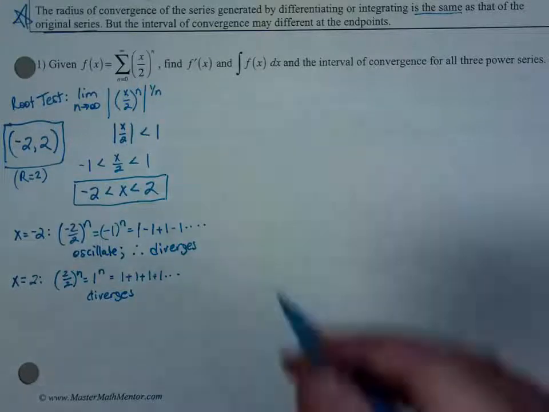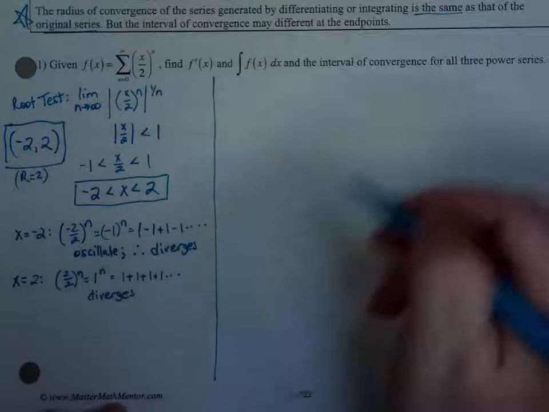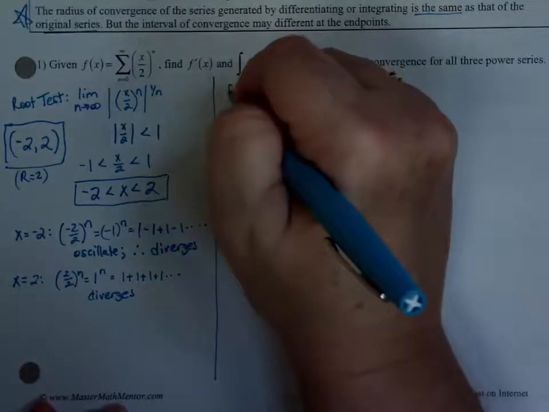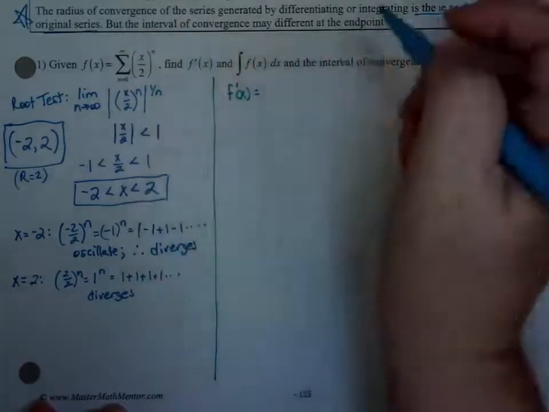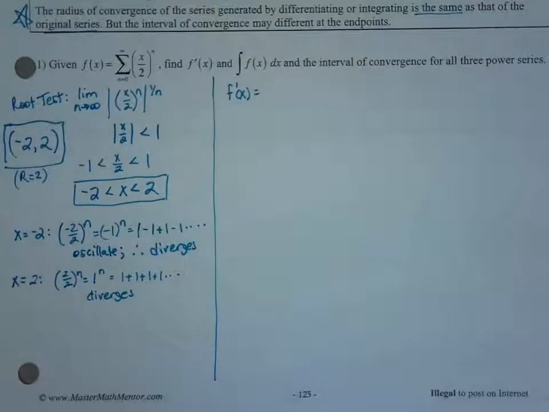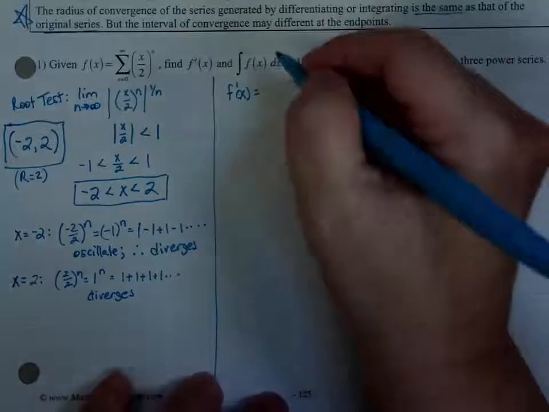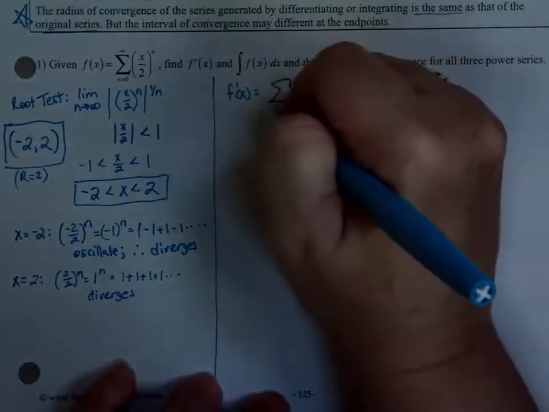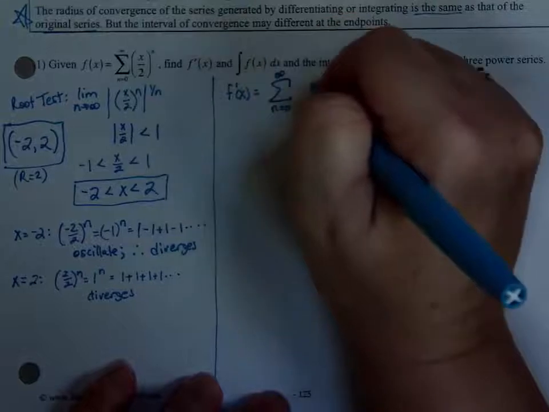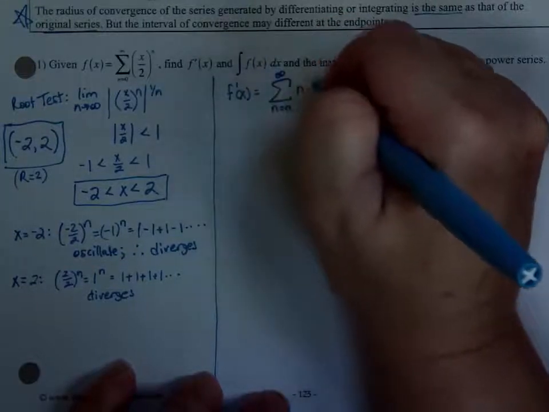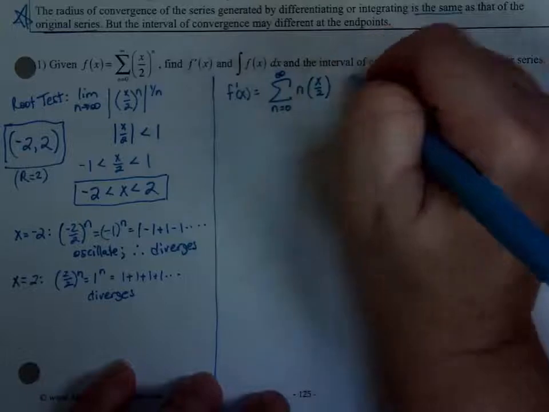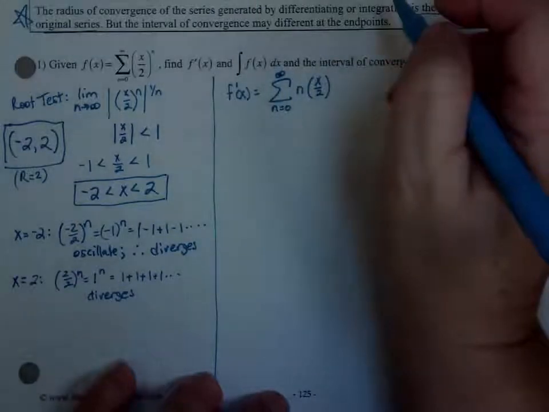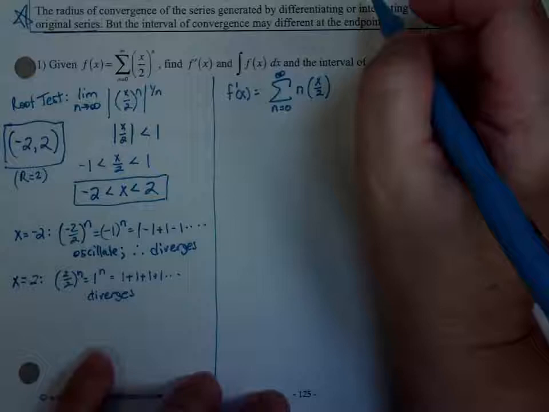All right, let's go ahead and do the first part of the derivative. So, f prime of x equals, okay? This is a power rule problem. So what happens to the n when I take the derivative? Where does it go? In the front, right? So this is going to be, first of all, we got to write sigma, n equals 0 to infinity of n times x over 2 to the what power? To the n minus 1.